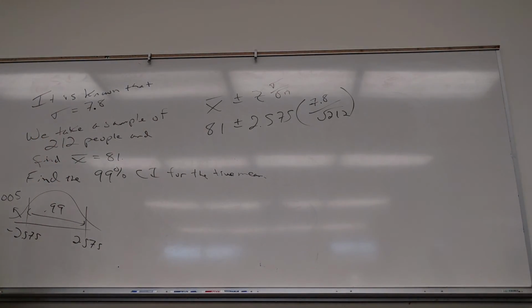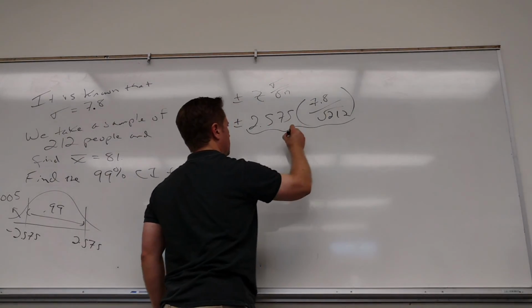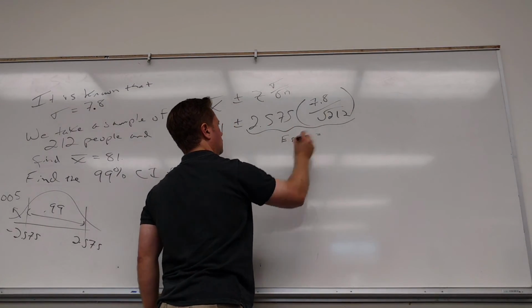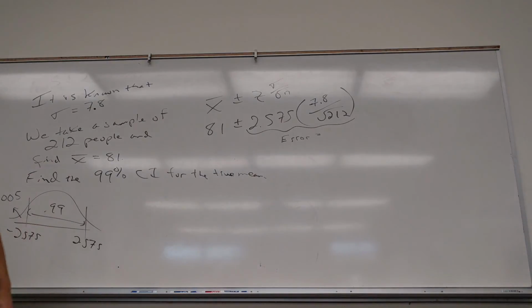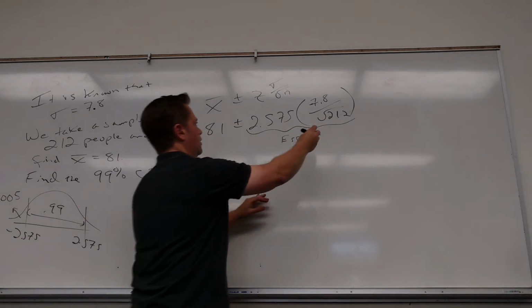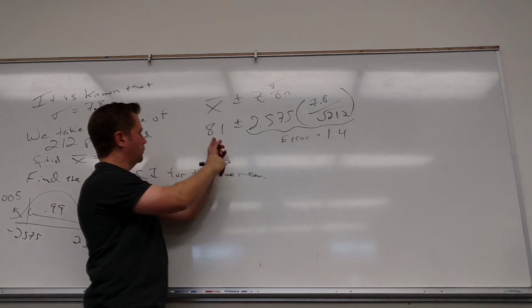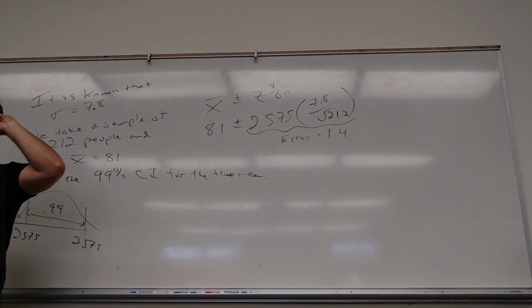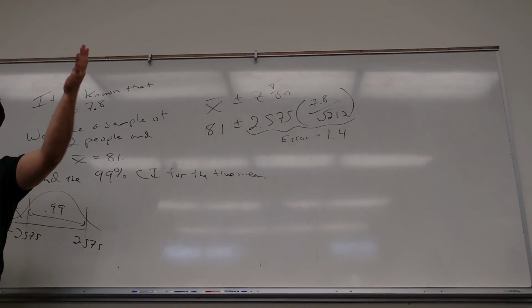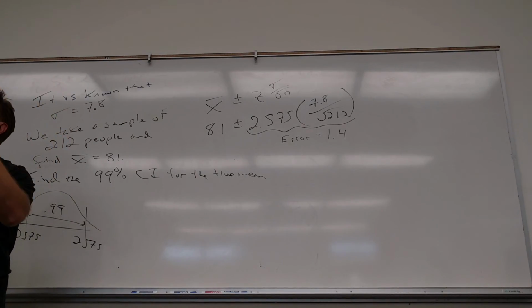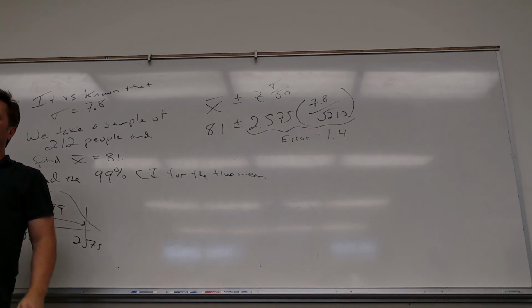So do this piece first. Do the error first. You guys understand what I just did? So that's 1.38, so you can make it 1.4, one more decimal place than the original. Or if you keep it 1.38, that's even better. So just don't round too much. That's the thing to watch.